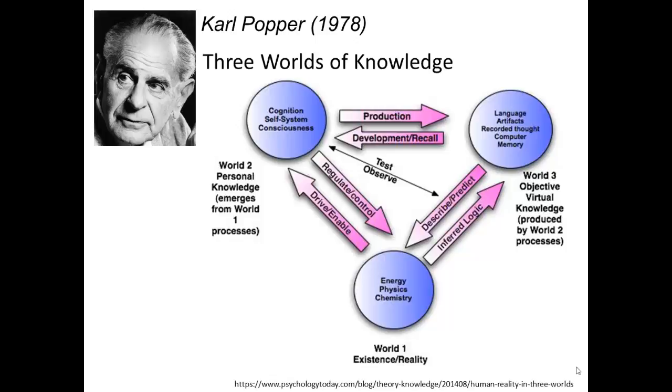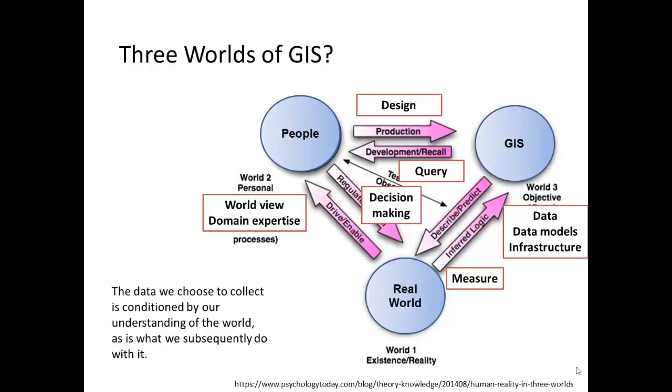So he drew up that diagram, a nice identification of the three worlds, and we can overlay some of the things to do with GIS and computing on top of this. So we substitute these words here. The real world is still the real world. You can't get away from it no matter how you try.